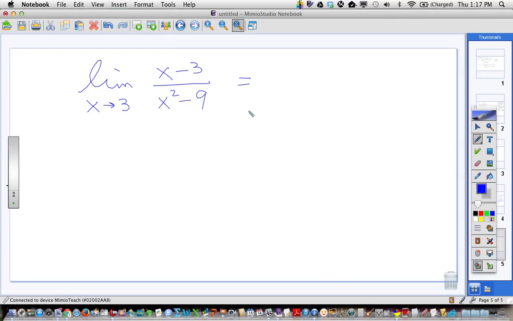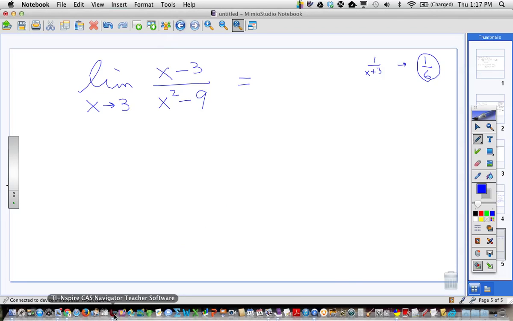Now, we know if we were doing this algebraically, we would do what? Factor, cancel. You can probably do it in your head. What were you going to end up with? You're going to end up with 1 over x plus 3, which is going to be 1/6 as an answer, right? So if we did it algebraically, we should be getting 1/6 as our limit, all right?